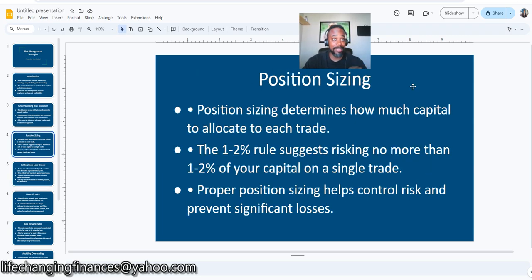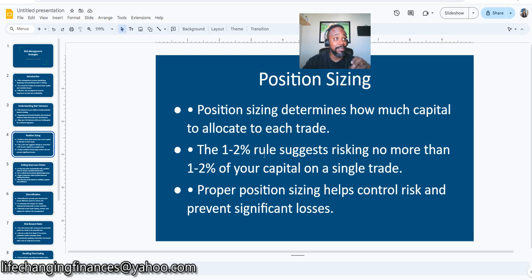Now, position sizing also goes with greed. And so for me, let's say if I have $6,000 that I'm trading with, I may only trade, you know, $300 per trade with a tight stop loss to lose no more than, let's say, $10, right? So you have to do what works for you. Now, position sizing determines how much capital to allocate to each trade.